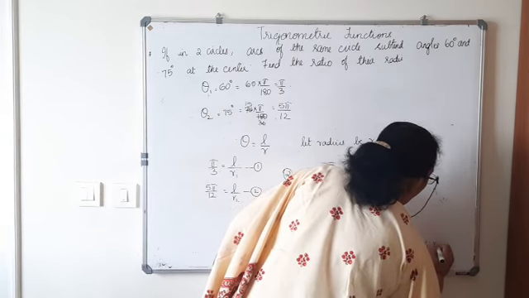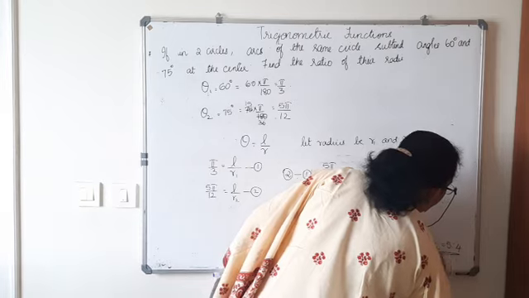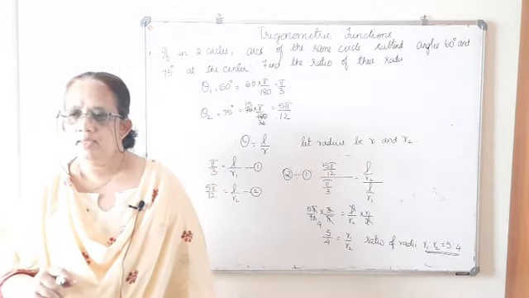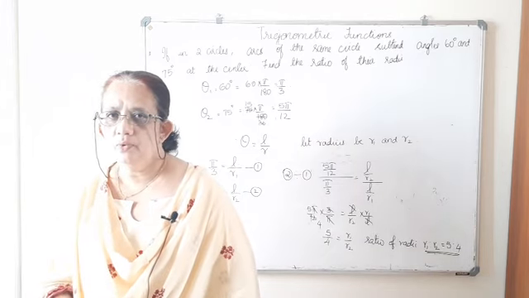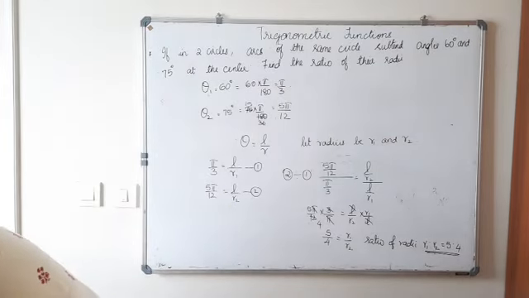R1 is to R2 is equal to 5 is to 4. Now we will move on to the next concept.